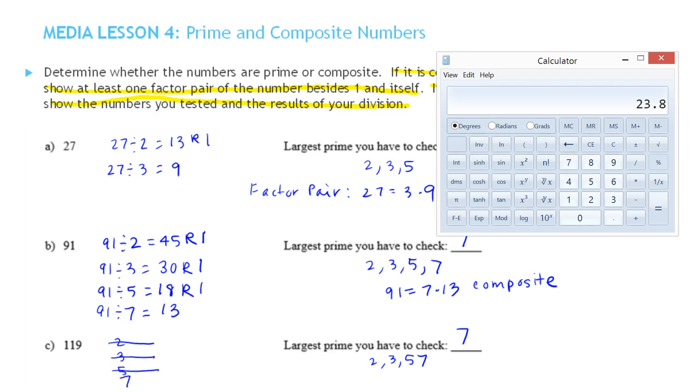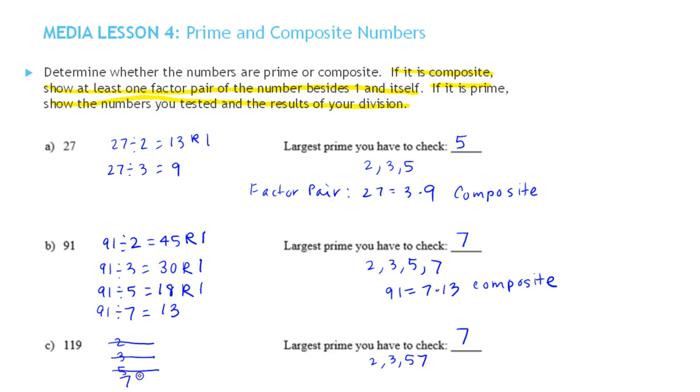And lastly, we'll check 7. And it is 7 times 17. So 119 equals 7 times 17. So this number is also composite.